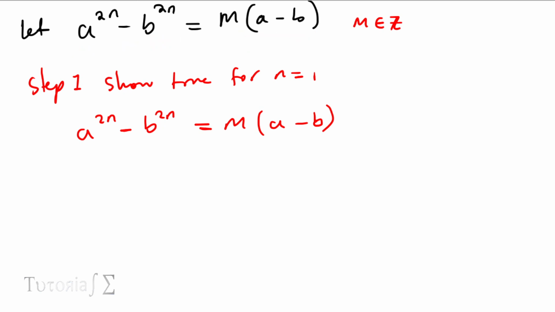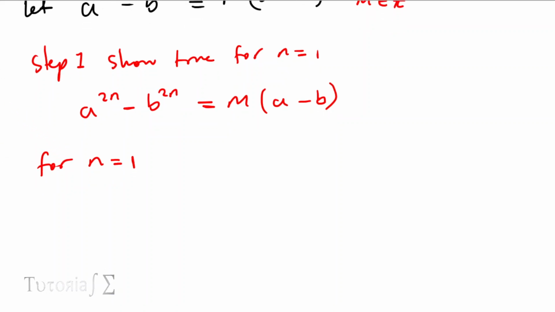Meaning that when we divide this and this, m will not be a fraction. Okay, so for n equals 1, we replace wherever there is n with 1. So we're going to have a to the power 2 times 1 minus b to the power 2 times 1 equals m times a minus b.